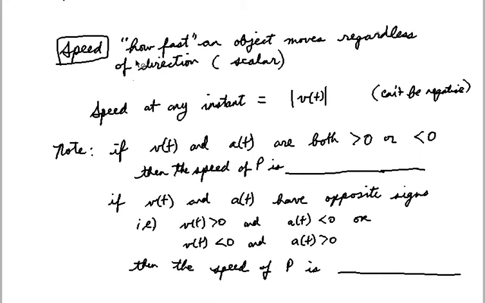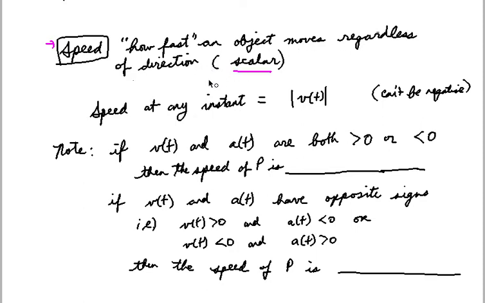For speed, let's talk about speed here. How is speed different from velocity? Well, velocity has a magnitude and direction. Speed is just a scalar quantity. It just tells me how fast an object is moving regardless of the direction. It's scalar. I don't care which direction it's going.